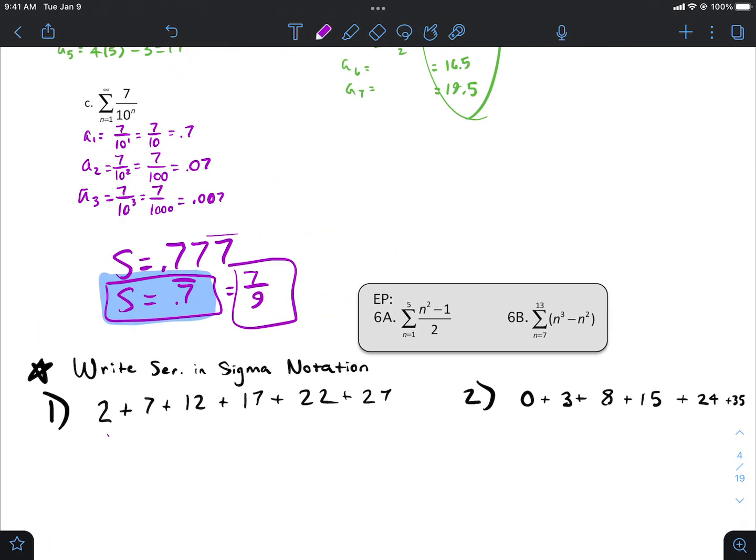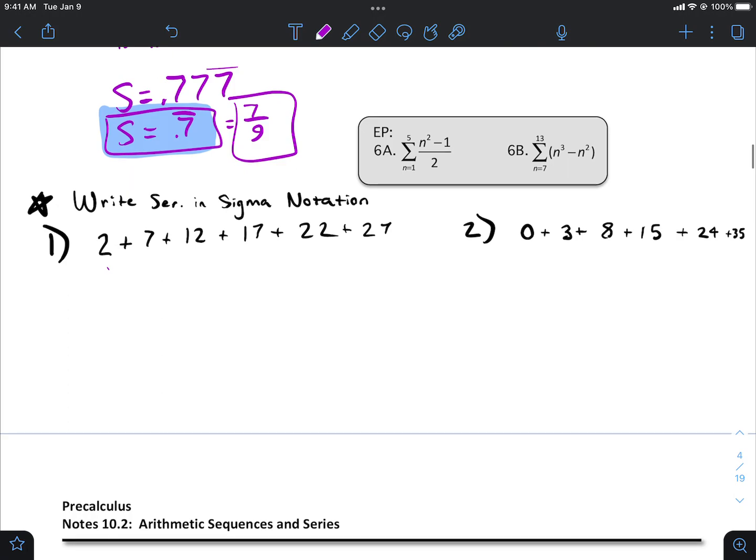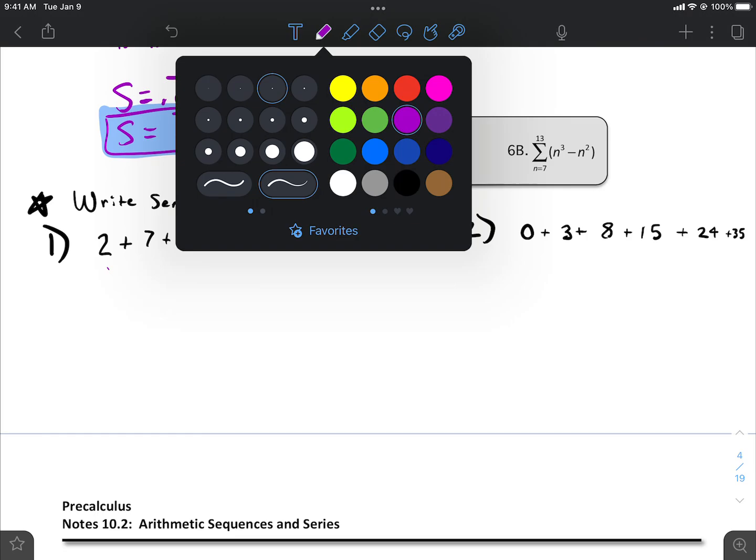Now I did add in 2 extra examples here. I would encourage you to do the same because there are some in the textbook writing maybe a series in sigma notation. So instead of actually finding the sum, just writing it in the proper notation. So I took this first one here off of the first example that we looked at in the notes.